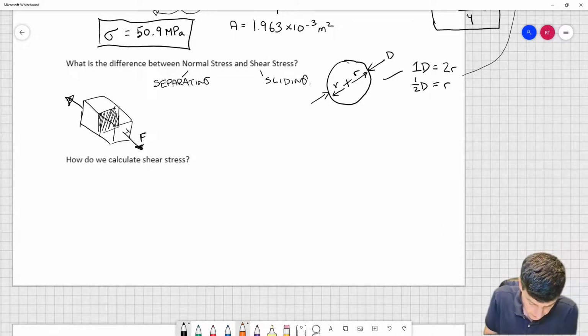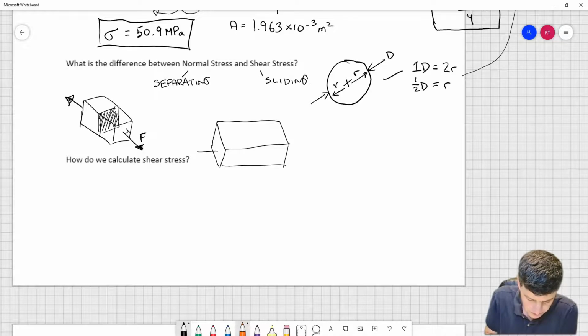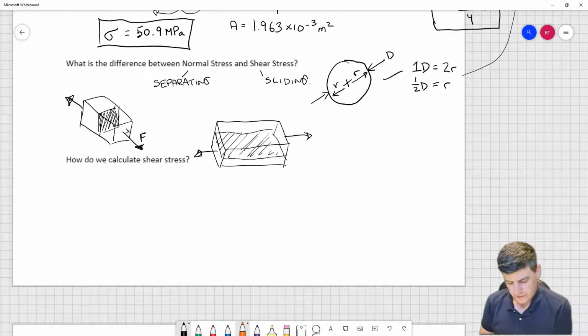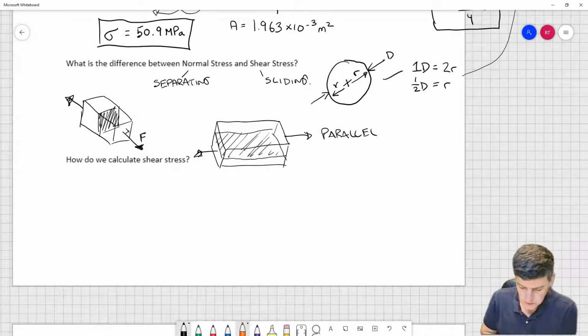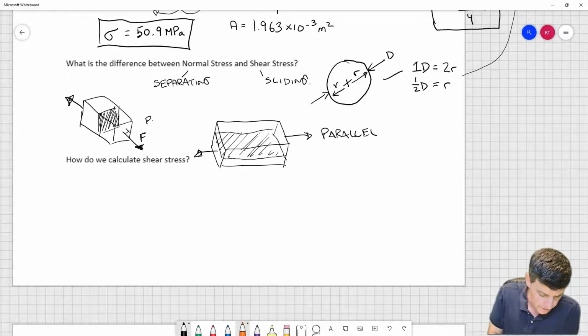The sliding failure, so if we had an object and it was being subjected to a shear, so kind of a couple of sections of shear, the area, if this thing was to break, is going to be in a different direction. Okay, and so the area in this case would be parallel to the force, whereas here the area is perpendicular.